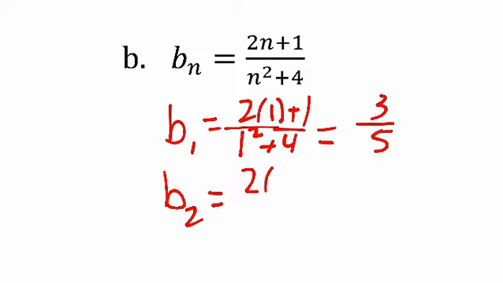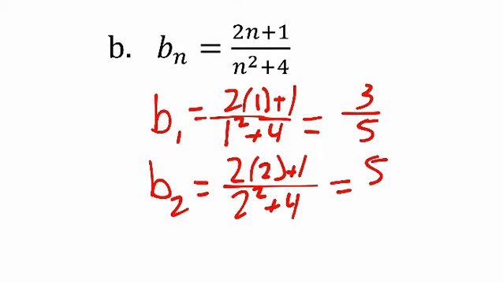b sub 2. We've got 2 times 2 plus 1 over 2 squared plus 4. So in the numerator, 2 times 2 is 4, plus 1 gives us 5. Denominator, we've got 2 squared, which is 4, plus 4 gives us 8. So 5 over 8.